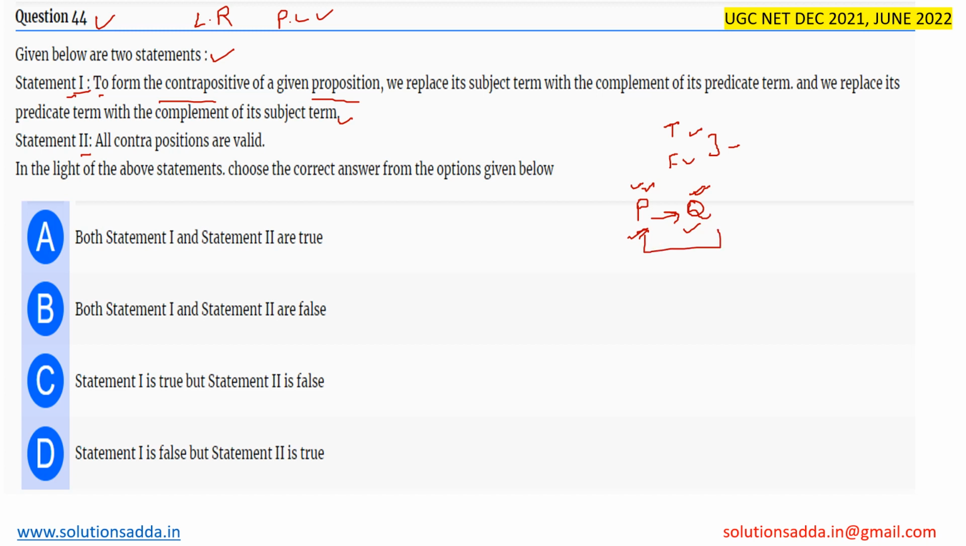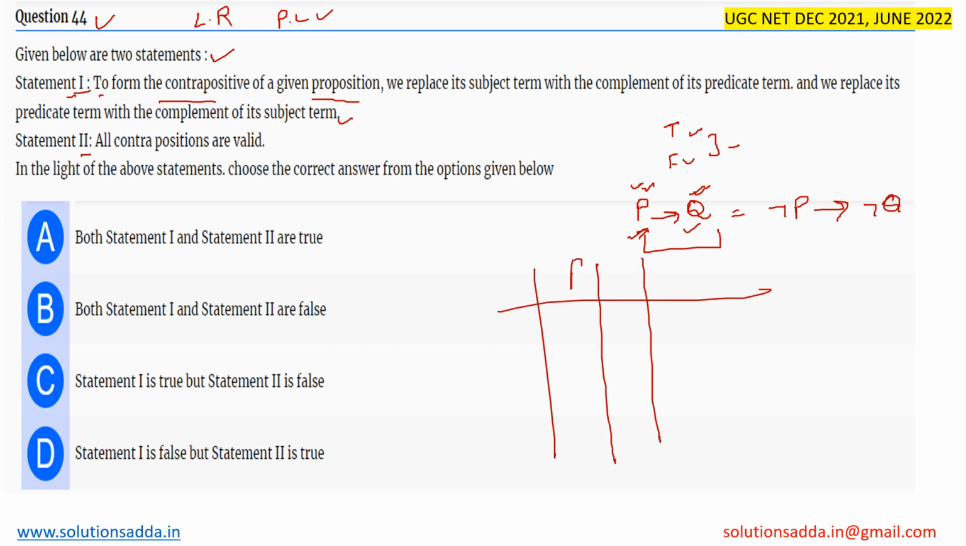We can take the complement of each value, and it becomes not P, which implies not Q. So what are the values in the table when we have the four combinations of P and Q? Here we have P and Q, and P implies Q, and we have not P implies not Q over here. So what are the combinations? False false, false true, true false, and true true.